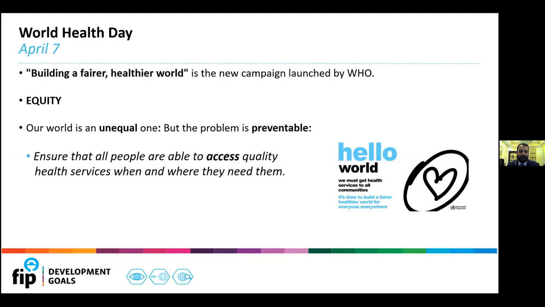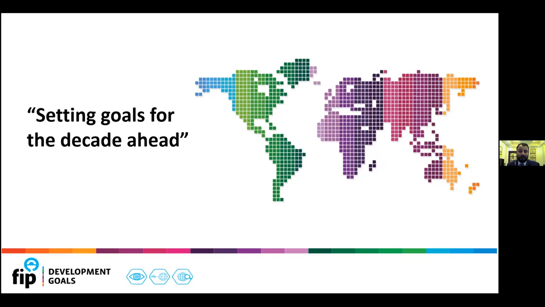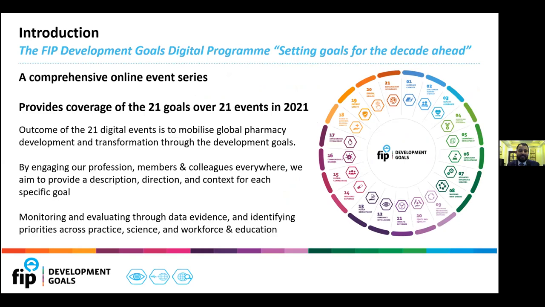So, setting goals for the decade ahead, we will be having a series of 21 events for the 21 goals in 2021. Our outcomes of the 21 digital events is to mobilize global pharmacy development and transformation through our development goals. By engaging our profession, members, and colleagues everywhere, we aim to provide a description, a direction, and a context for each specific goal so that everyone knows what this goal is about and how to improve it or implement it. Monitor and evaluate through data evidence and identify priorities across practice, science, workforce, and education.